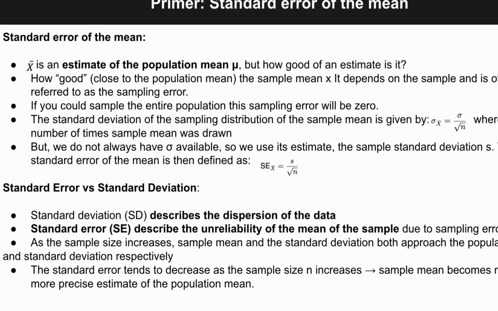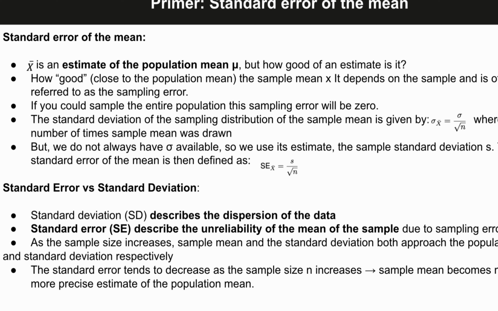So standard deviation just describes the dispersion of the data, which is what we saw here. Whereas standard error of the mean is a function of how good your estimate is, how close enough to the actual population mean. So it's the unreliability of the mean of the sample due to sampling error. Once you sample, you are actually losing some information, and this quantity quantifies how much unreliability is coming because of your sampling issue. So this is the point, right?